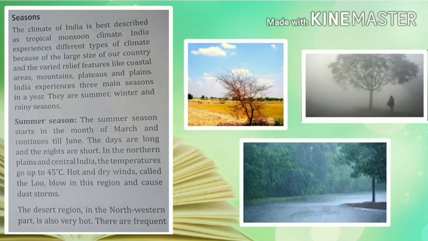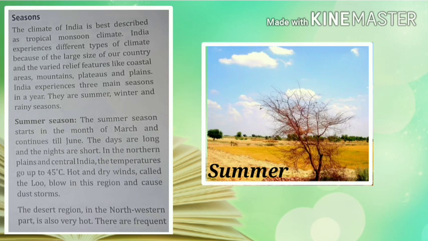India experiences three main seasons in a year. So what are they? Summer, winter and rainy season. So now let's learn about the seasons one by one in detail. So the summer season starts in the month of March and continues till June. The days are long and the nights are short.